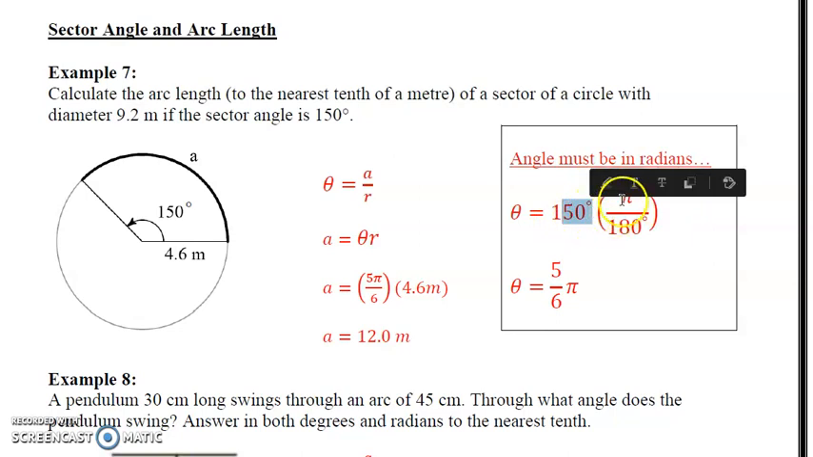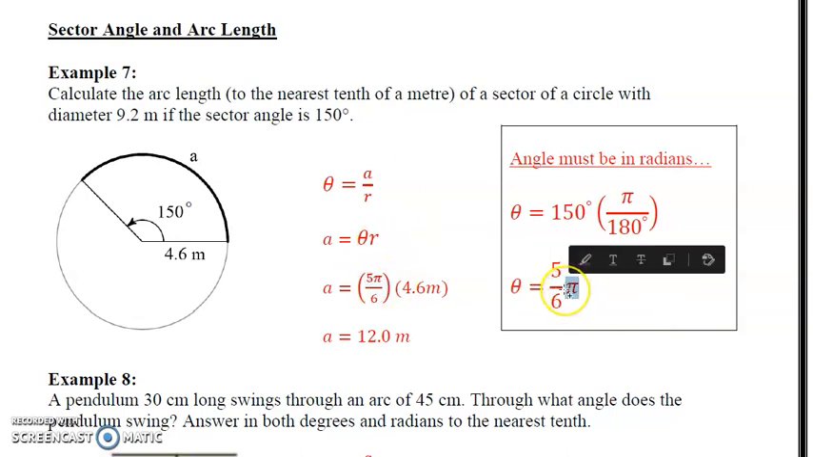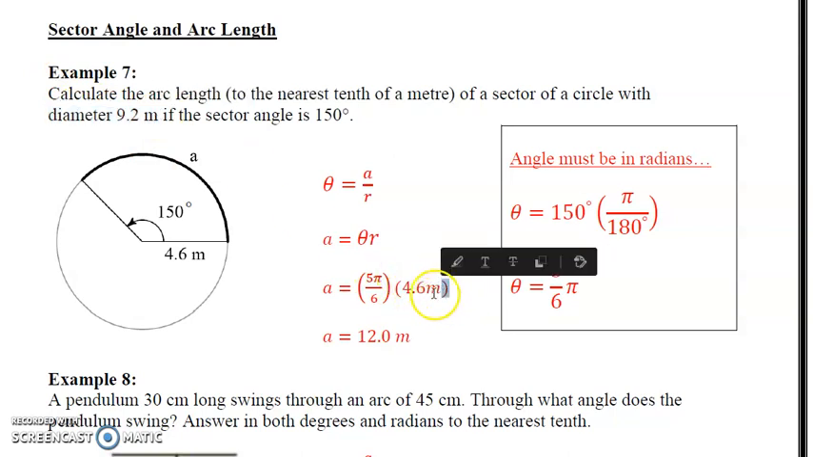So we take the 150, multiply it by pi divided by 180, and we get 5/6 pi. You can put the decimal in your calculator if you want, but I just recommend simplifying, and then it'll give you the exact value. So you literally just plug pi in your calculator. Don't use 3.14. So we put in 5/6 pi, or 5 pi over 6, multiplied by the radius. The diameter they gave us was 9.2, so we took half that for the radius. Multiply 5 pi by 4.6, divide it by 6, and we get 12.0 meters.